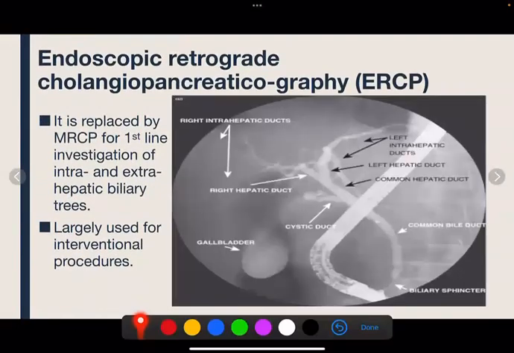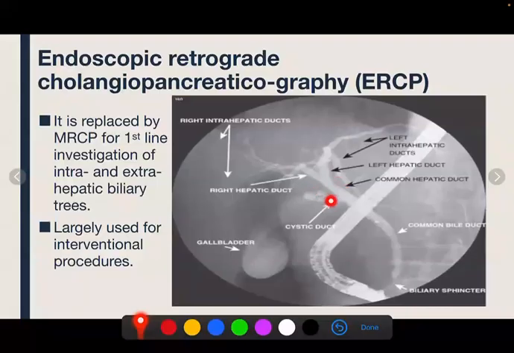The ERCP is also replaced by MRCP as the first line investigation of the intra and extrahepatic bile ducts. It is still largely used for interventional procedures for therapeutic purposes. As we can see here, this is the left hepatic duct, this is the right hepatic duct, forming the common hepatic duct, joined by the cystic duct to form the common bile duct. And this is the endoscope. We do cannulation of the ampulla of Vater and inject the contrast to visualize the biliary tree. And we can also do therapeutic procedures.